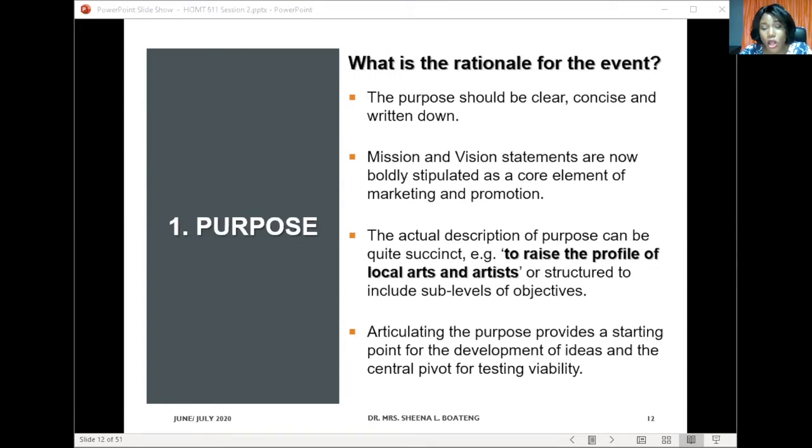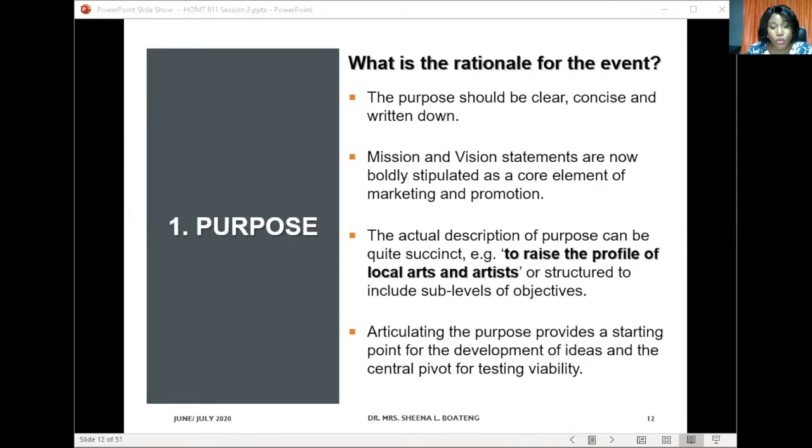Or if it is not enough to just sum everything up into just one sentence, you can decide to do it into one overarching sentence and then have sub-levels of objectives to break down the overarching sentence that you have put together. So by articulating the purpose in this manner, you have a good starting point on where to go in terms of developing ideas to turn whatever you have as a concept into a full-blown event.